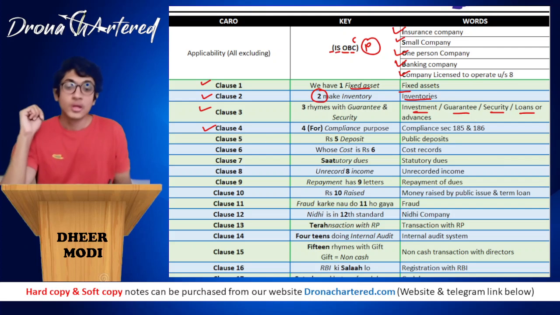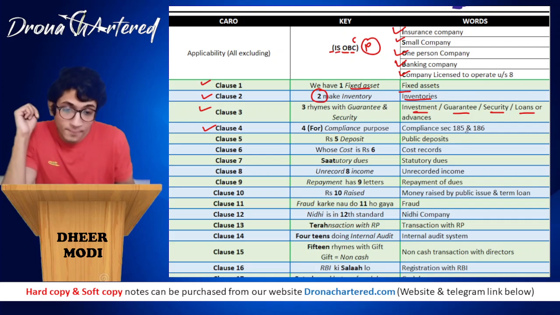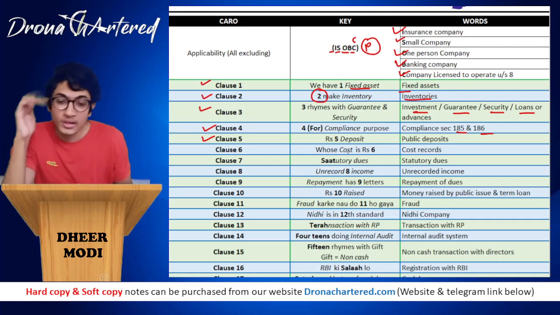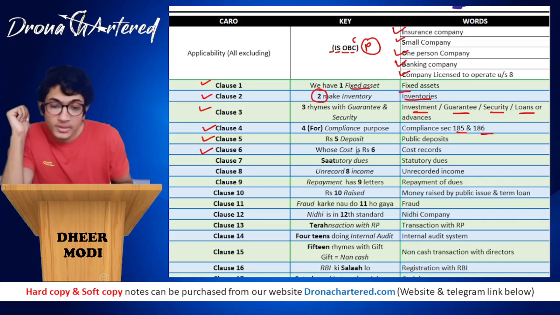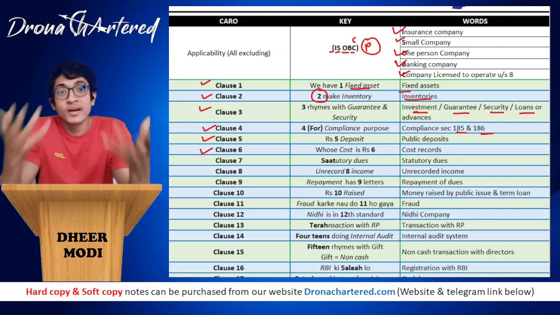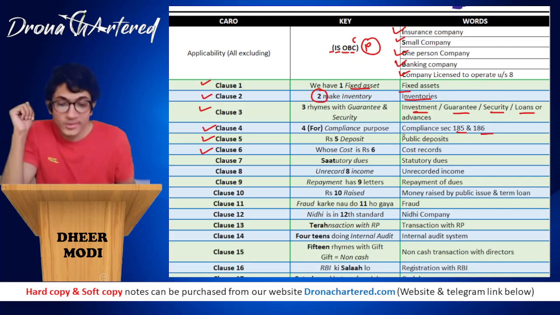Now your 4. It is for compliance purposes, so your 4 is compliance with section 185 and 186. Your clause number 5 is: you made a 5 rupees deposit, so rupees 5 deposit in your public deposit. Clause number 6 is whose cost is rupees 6. You made a deposit of 5 rupees for something whose cost is rupees 6. So cost records is your clause number 6.